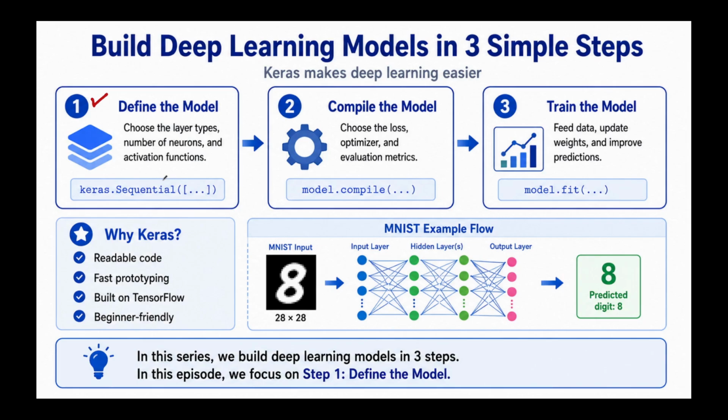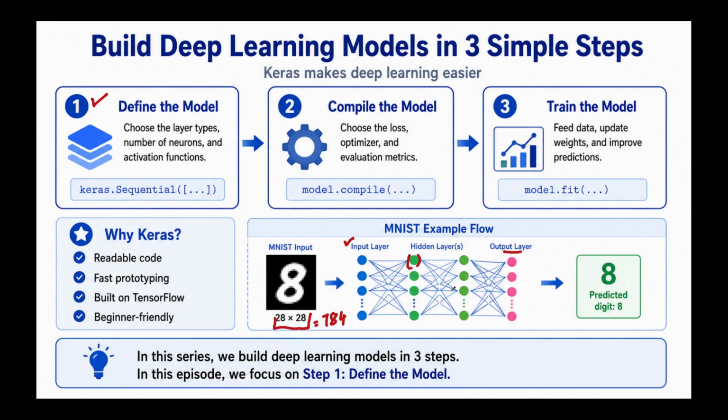For example, how many layers do we need, how many neurons should each layer have, which activation function should we use, and what should be the input shape and output layer. For our MNIST example, the input is a 28 by 28 image. If we flatten it, it becomes 784 values. So our input size is 784.